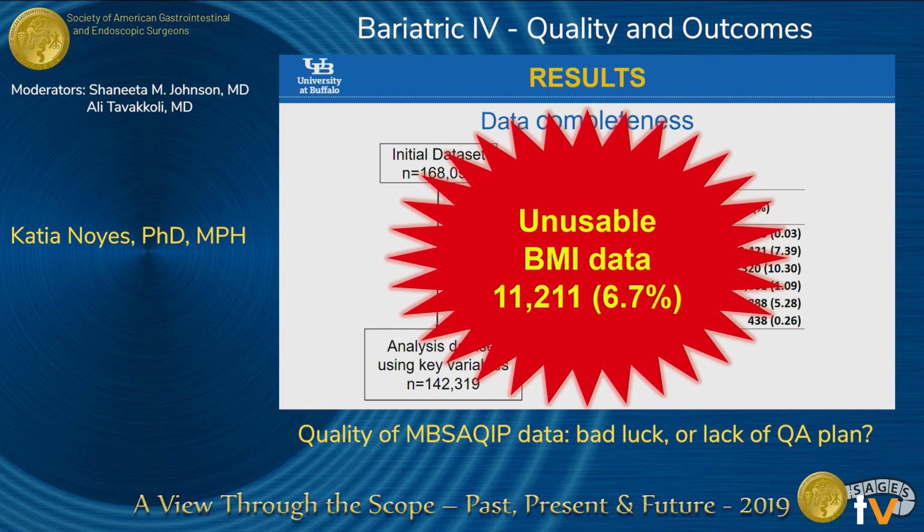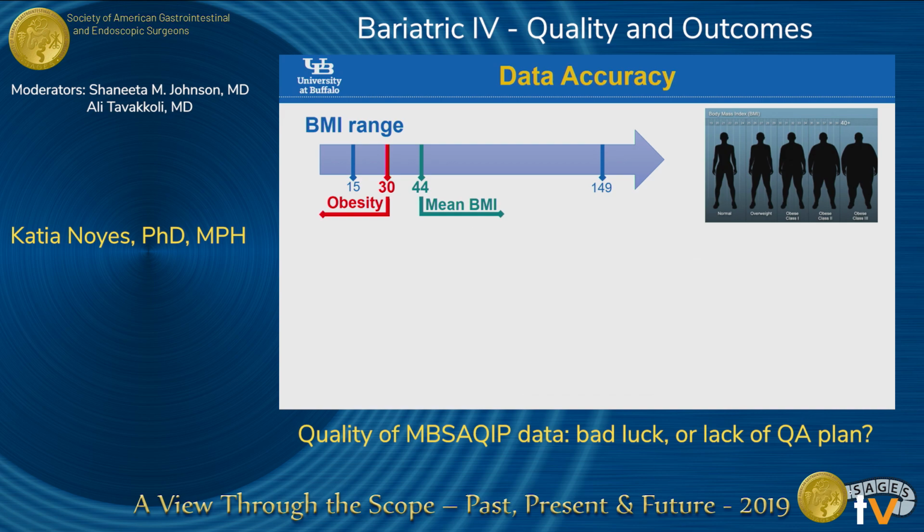Out of that data, 7% of total observations were discarded because of inappropriate or unusable BMI data, which is the main outcome in the bariatric data set. So this diagram describes the BMI variable in the data set. As many of you know, insurance in the United States started reimbursing for bariatric procedures at BMI 35 with multiple complications, or 40 if based on obesity only.